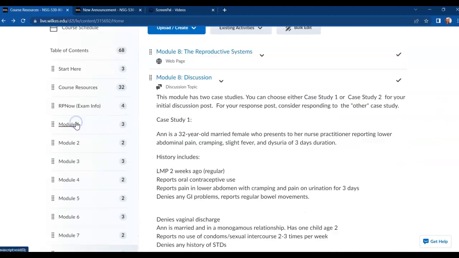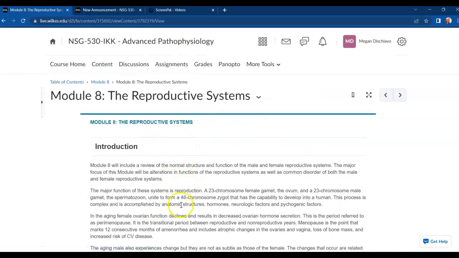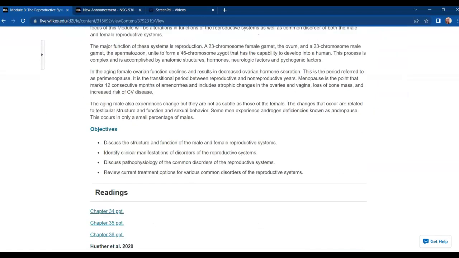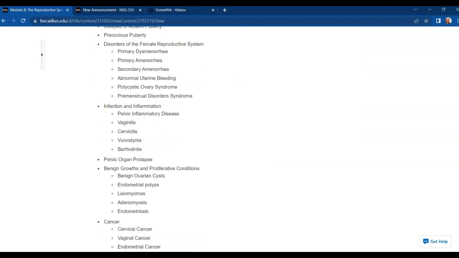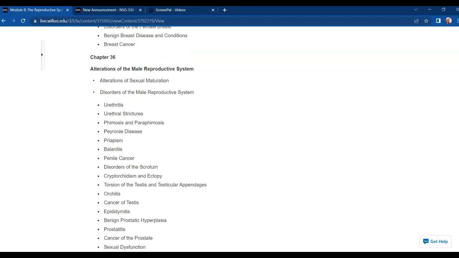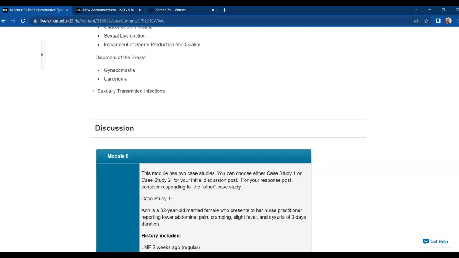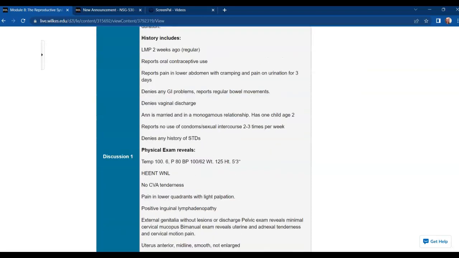Now, moving into Module 8, we have the reproductive systems. Here's a general overview. It'll be broken down into male and female and disorders that happen among those two different groups. Here's a brief overview, which once again is a great study tool. You could print that off and use it to write your own definitions if you like. And then for this week, we once again have 2 discussions.